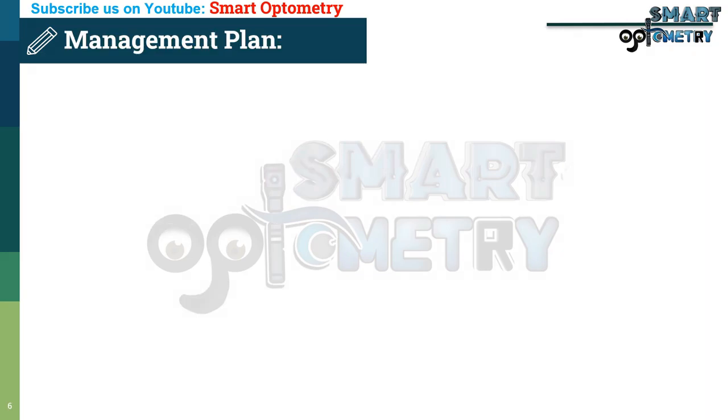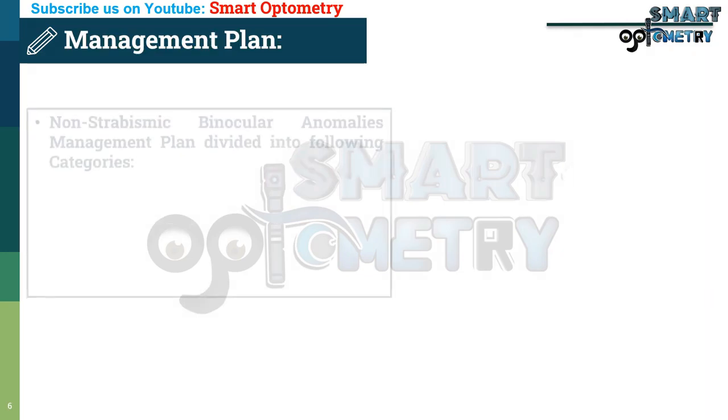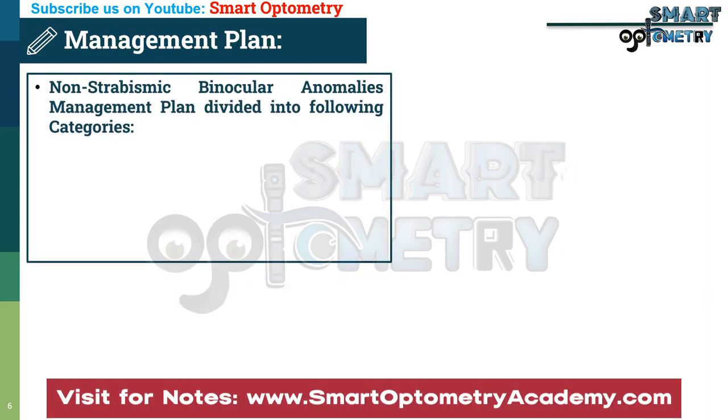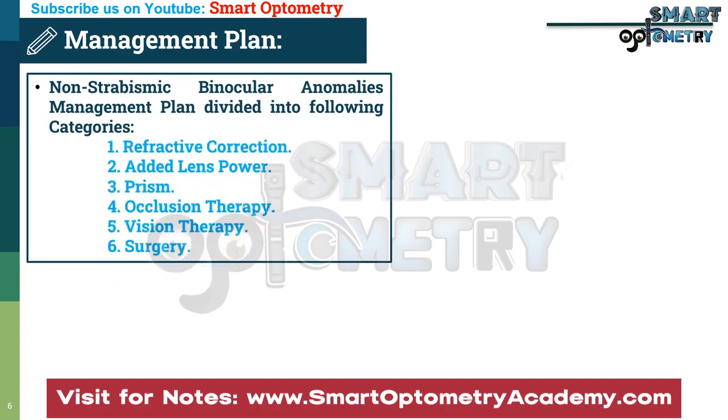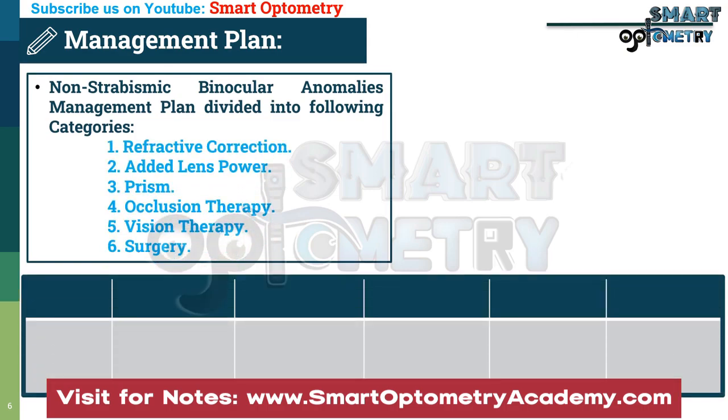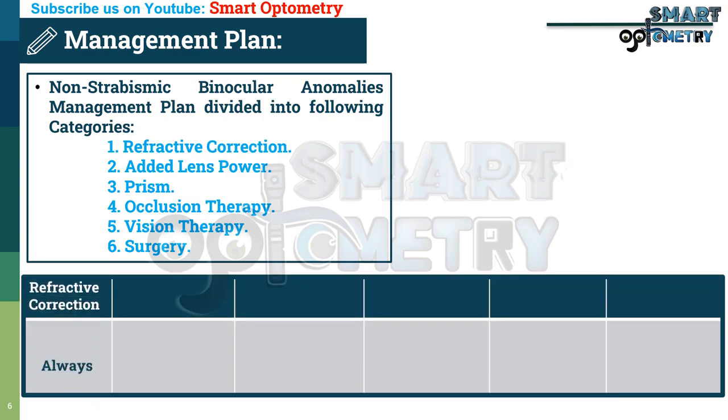Now, the management plan for accommodation excess. The non-strabismic binocular anomalies management plan is divided into the following categories. Let's see the protocol for accommodative excess management. 1. Refractive correction. Refractive correction should always be given in accommodative excess patients. 2. Added plus lens. Added plus lens is not indicated in accommodation excess.